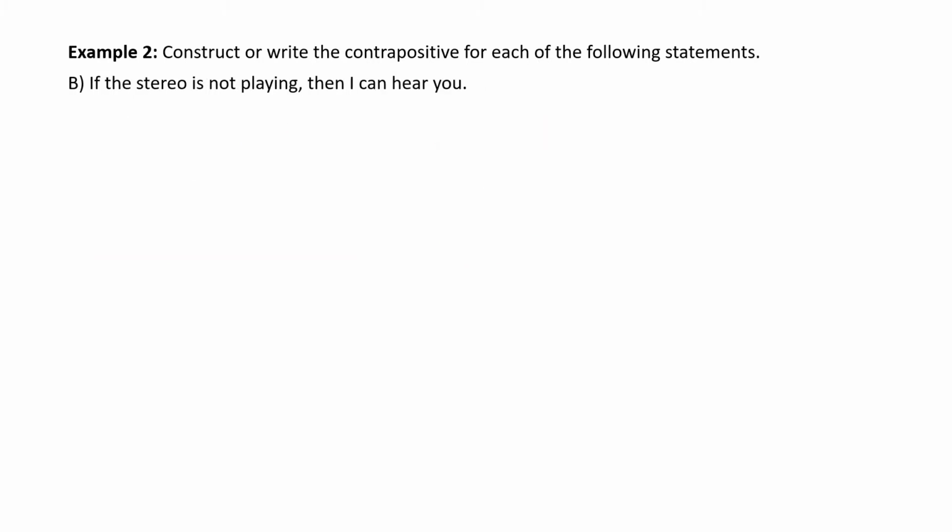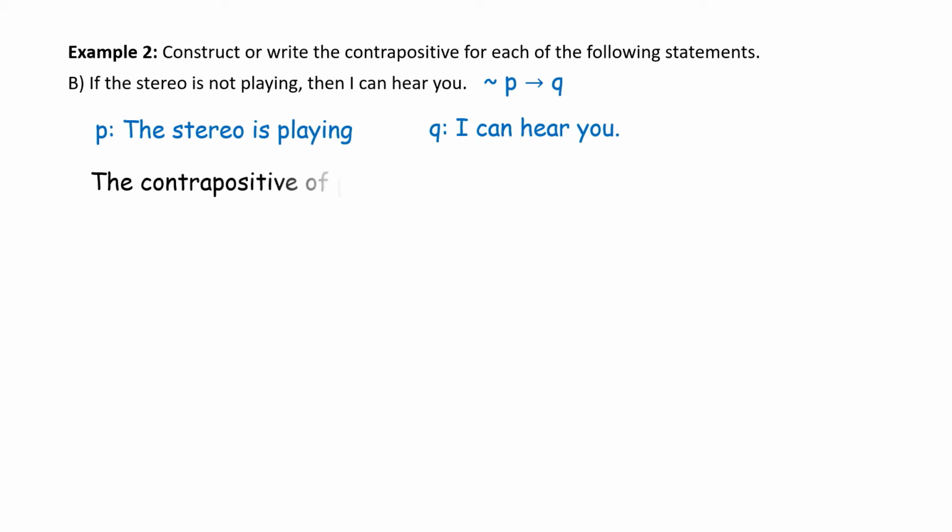Construct or write the contrapositive for the statement, if the stereo is not playing, then I can hear you. I'll let P be the statement, the stereo is playing, and Q be the statement, I can hear you. Then symbolically, this conditional statement could be expressed as not P implies Q. The contrapositive of P implies Q is not Q implies not P.